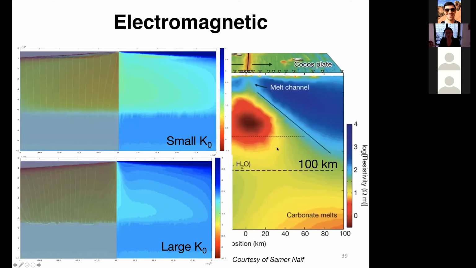So one of the things I'm really excited to work on right now is to go do forward modeling, geophysical forward modeling of both electromagnetic and seismic. Here I'm showing you some forward models that I'm collaborating with Samir Naif to do. The top one here is the less permeable case, and the bottom one here is the one with larger permeability.